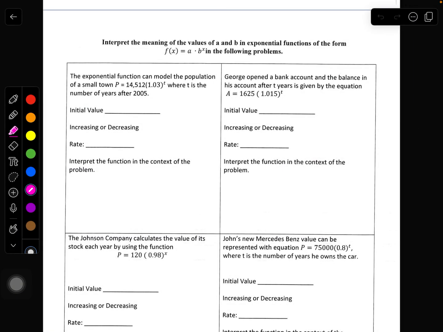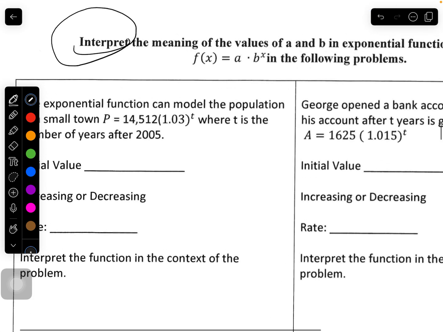Today we're going to interpret the meaning of values in functions. So reminder that when we are looking at exponential equations, exponential functions, b in this particular expression here is your base, and the a value here is your initial value, okay? Also your y-intercept.